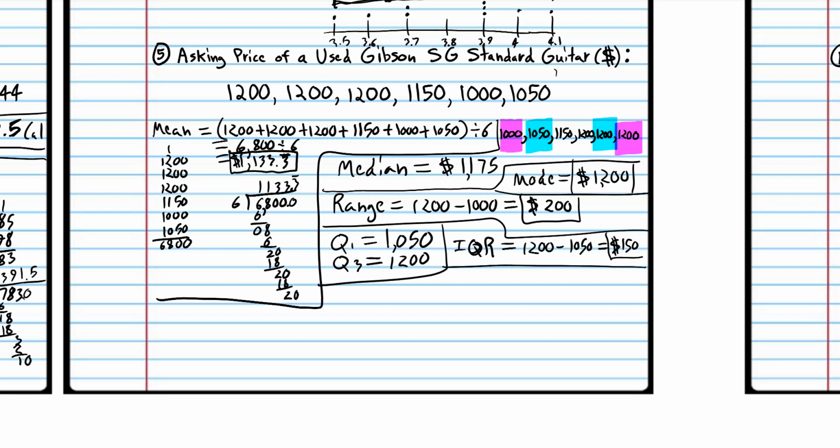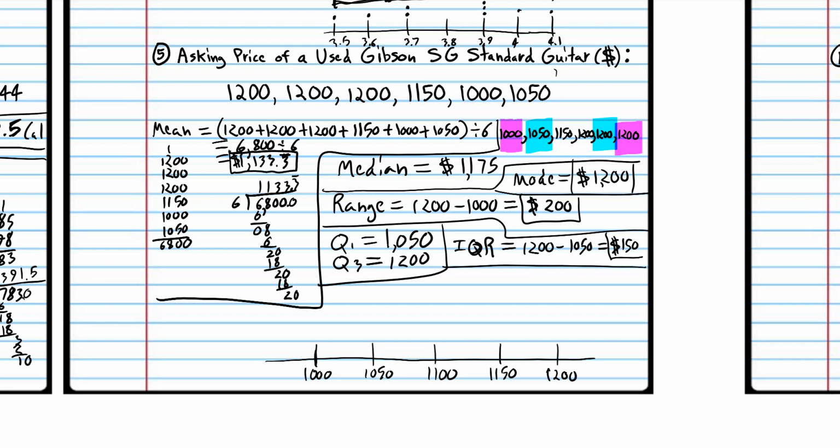So now we're going to do the dot plot. Go ahead and draw your dot plot, and when you come back, we'll do it together. All right, we're back. Let's start with 1,000, then 1,050. We'll go up by 50s here: 1,100, 1,150, and then 1,200. That should be a good distribution there.